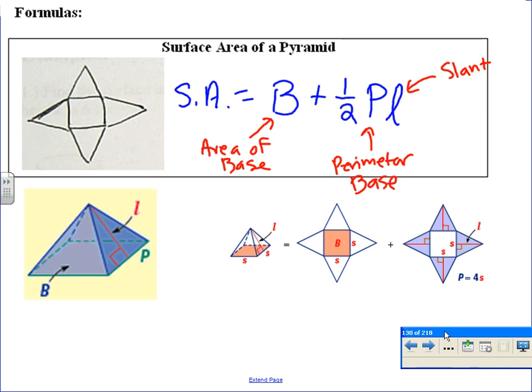Surface area of a pyramid is B plus 1/2 P times L, which means area of the base plus 1/2 times perimeter of the base times the slant height. So again, B plus 1/2 PL. There's only one base. That's why it's not 2B. B is the area of the base, and P is the perimeter of the base, which I'm going to show you how that works. And L is the slant height.